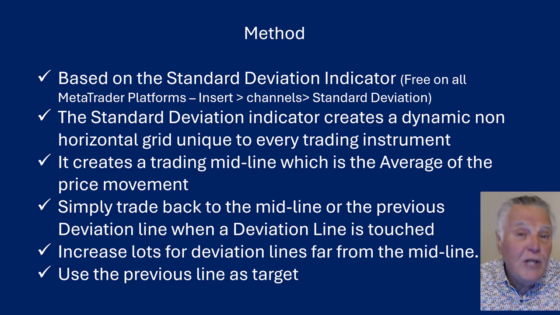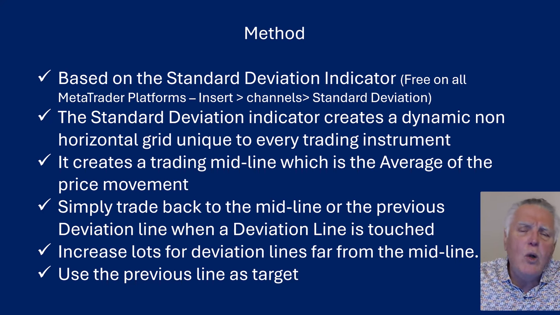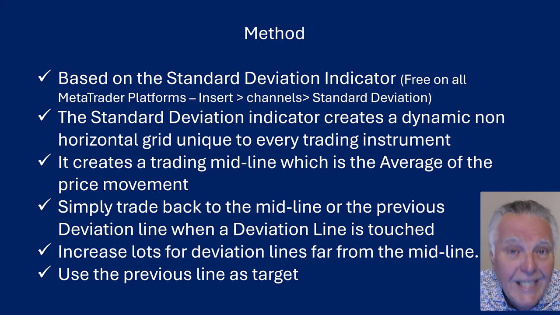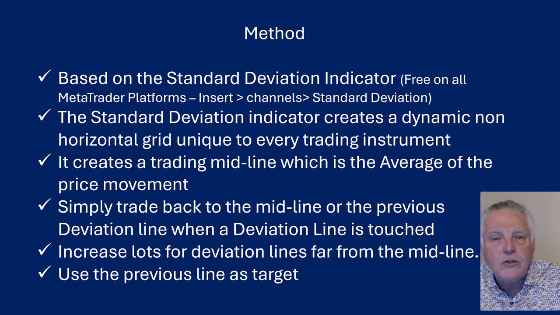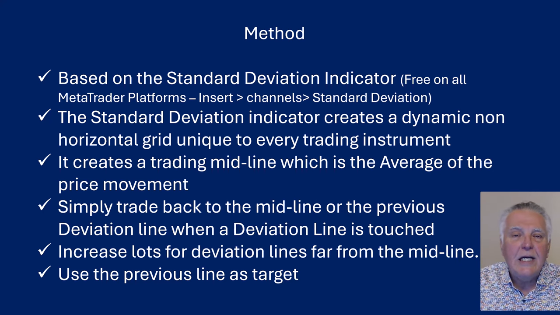Okay, so now I hope you're as excited as I am about this most simple method. You can trade anything: Bitcoin, gold, silver, oil, Forex. You can do everything with this method. The most successful traders actually use this method without knowing it. Most successful traders are retracement traders. They trade back to the midline. They don't even know they're doing it, but that's how it works.